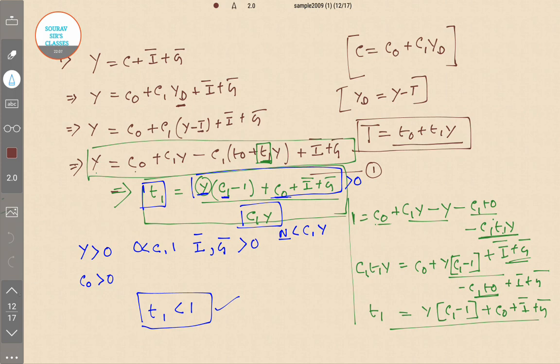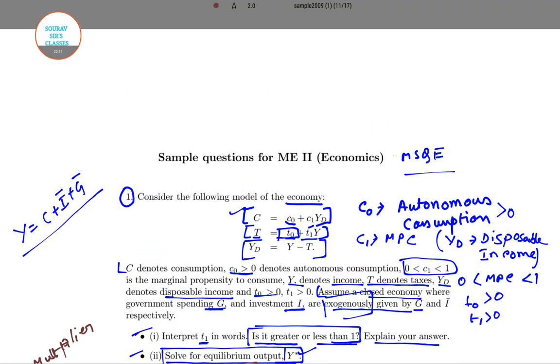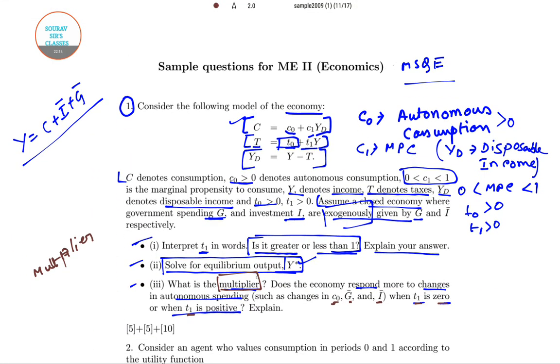Now if you go back to the question paper again, in the question we have found the multiplier. Does the economy respond more to the changes in autonomous spending such as C naught, G naught and I bar when T is 0 or T is positive? So as you can see, when all will change, it will increase or accelerate the income y. So I hope I've been able to answer these 3 questions.